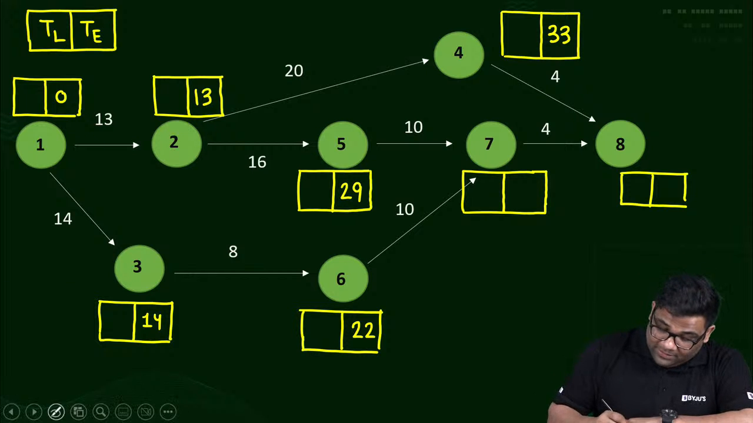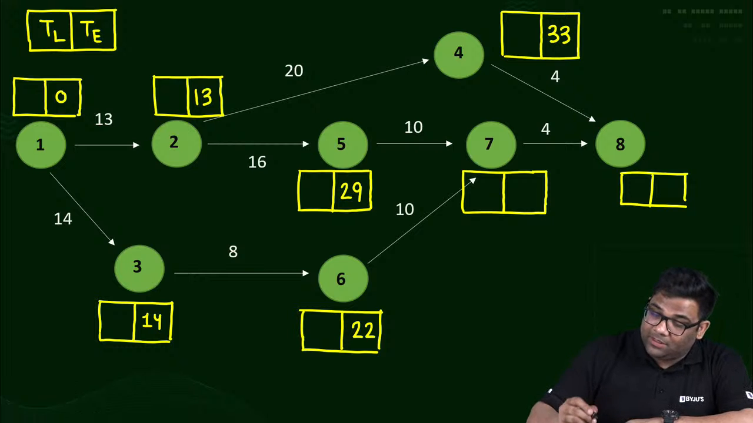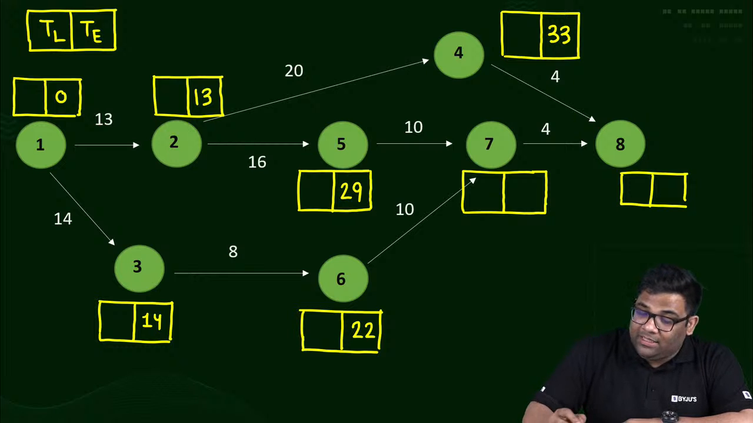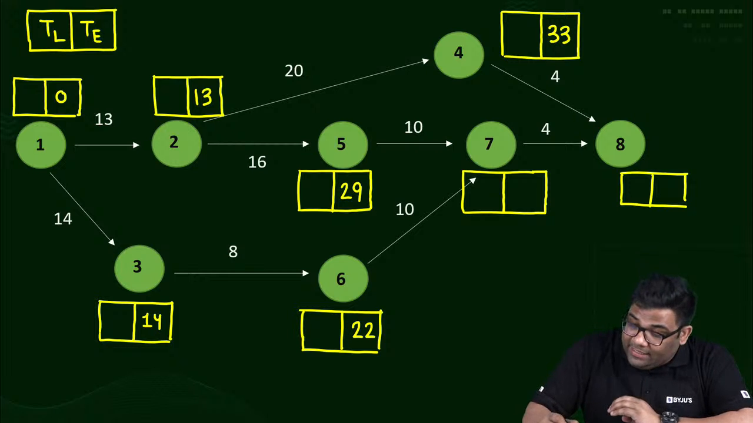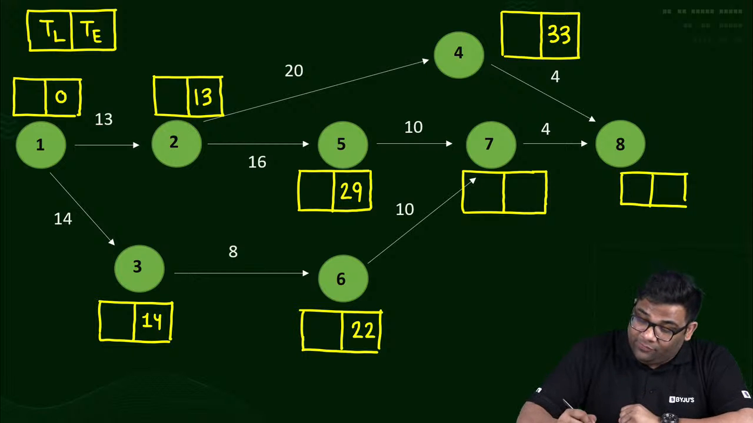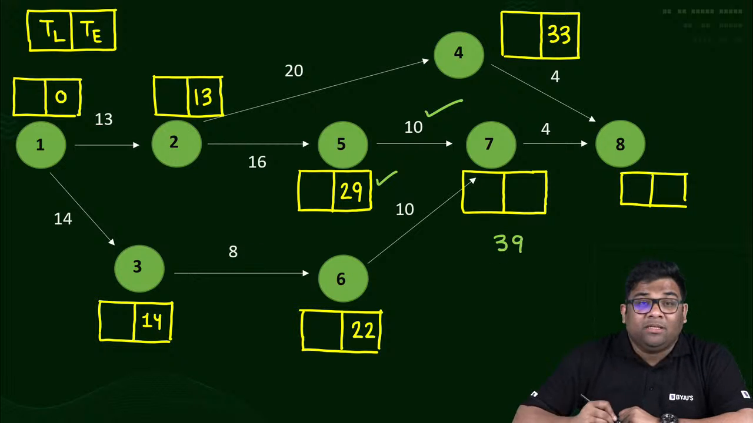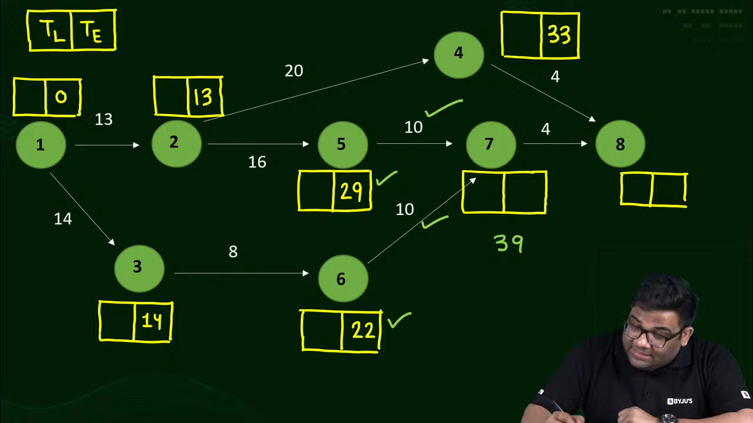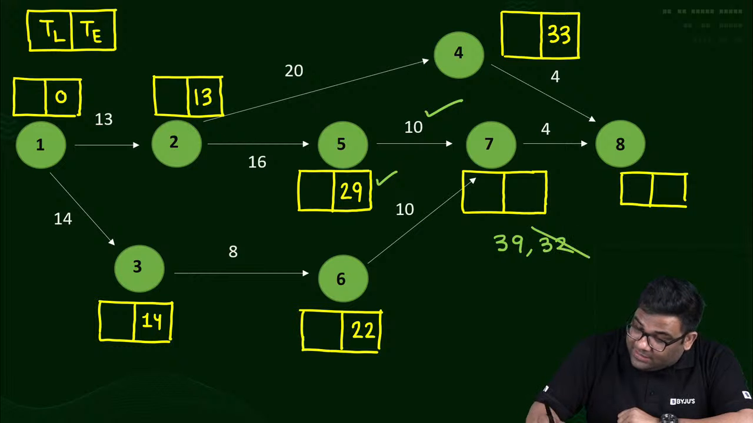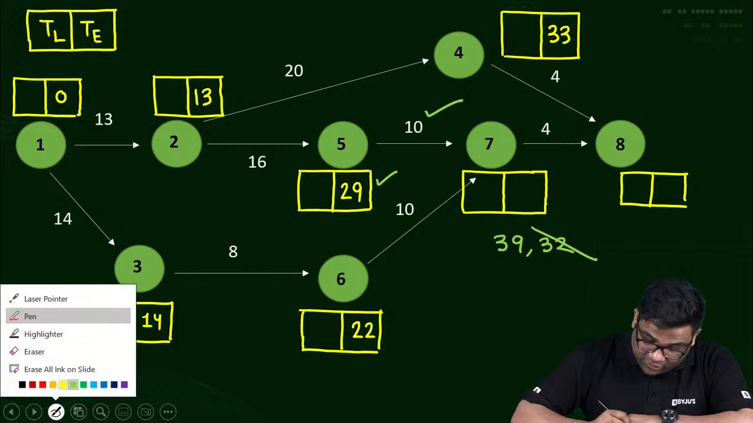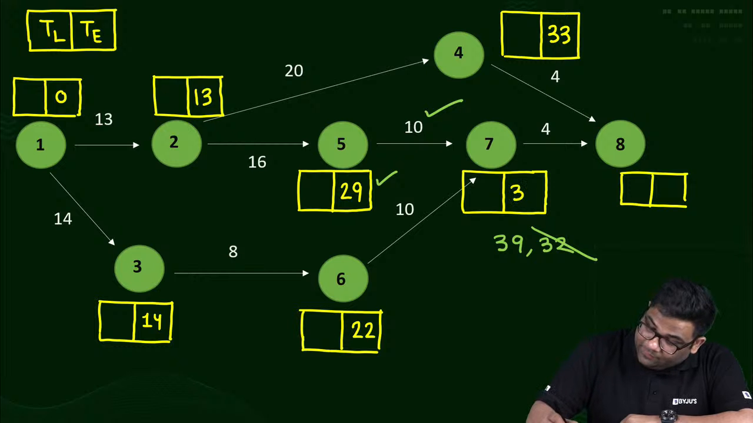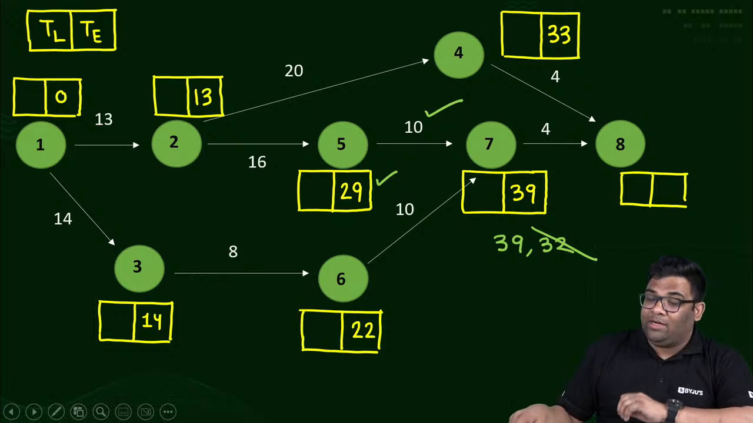39. Very good. See, there are two options. One option is 29 plus 10, that is 39. Another option is 22 plus 10. Two options are there because there are two possibilities. So what I will do? I will take the maximum one, and therefore it will be 39.